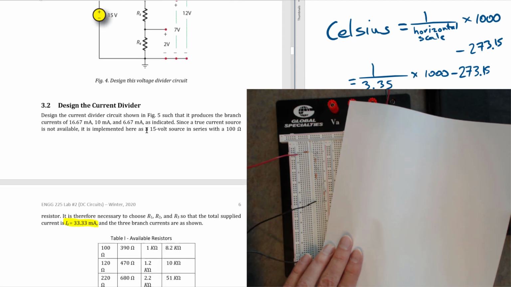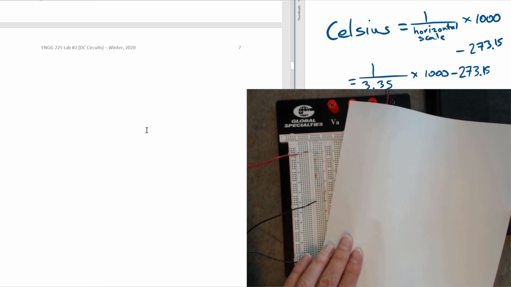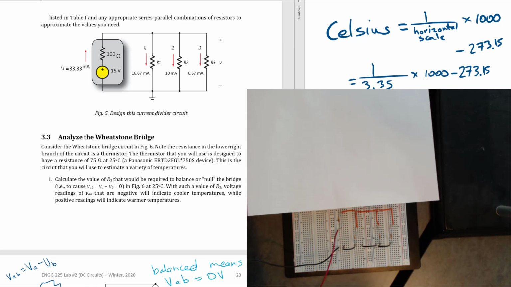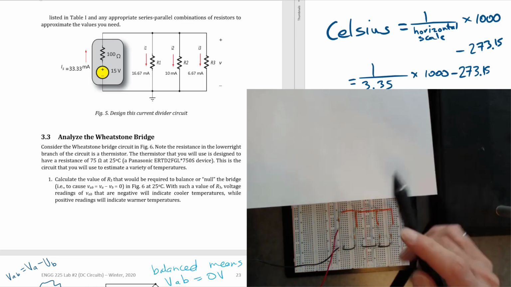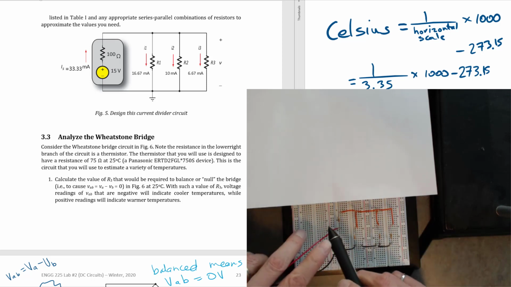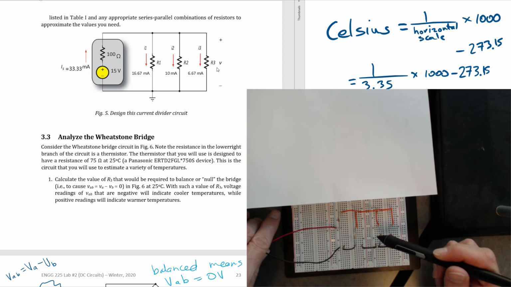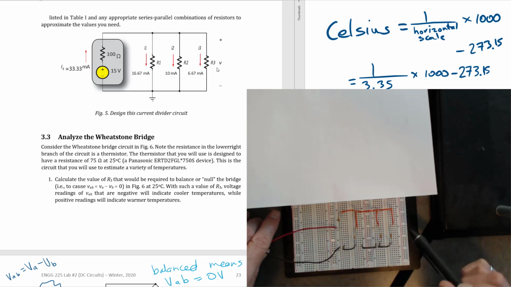Okay, let's take a look at how we may build our current divider circuit. So now we have our current divider circuit here, okay, on the bottom. We have our red and white going out to where the 15 volt supply is going to be. So that's this guy on the left here in yellow. And then we have a 100 ohm resistor going up. And then we have 3 resistors in parallel. And we've put them across like this, 1, 2, 3. And we've got jumpers going across, showing the parallel connections up here.